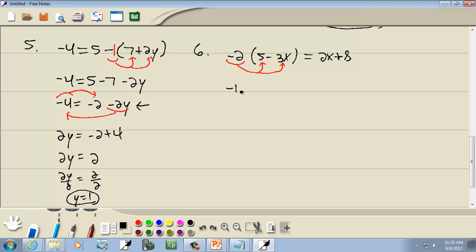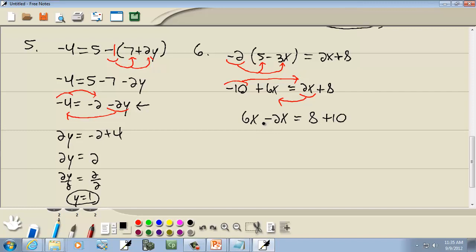Negative 2 times 5 gives us negative 10. Negative 2 times a negative 3x gives us a positive 6x. Equals 2x plus 8. Second step, there is no fractions. Third step, get everything with an x on one side, numbers on the other. So I'll take 2x to the left side, and I'll take the negative 10 to the right side. Anytime you take anything across your equals, your sign changes. So the positive 2x becomes a negative 2x. The negative 10 becomes a positive 10.